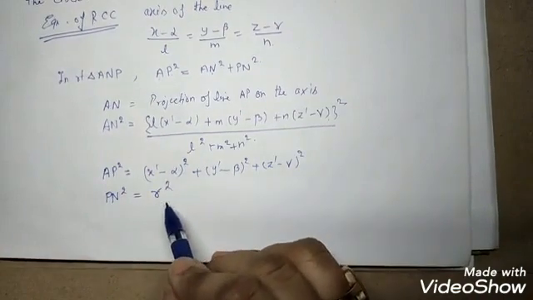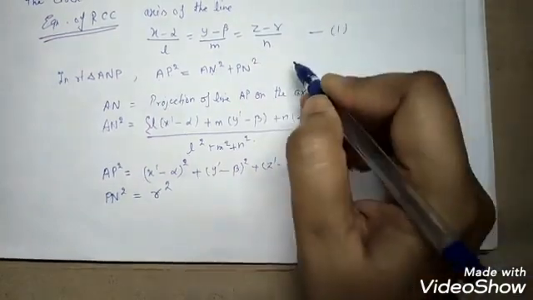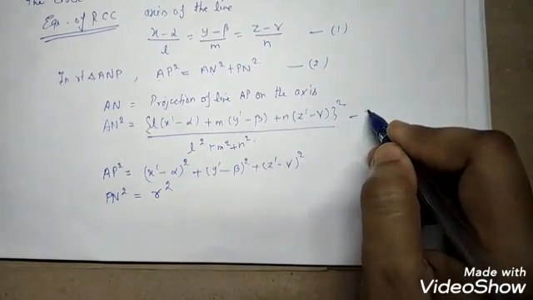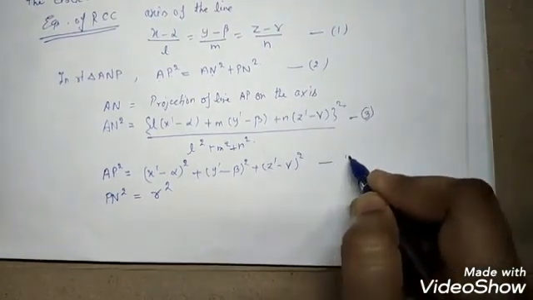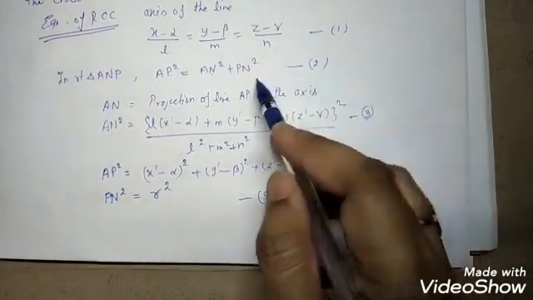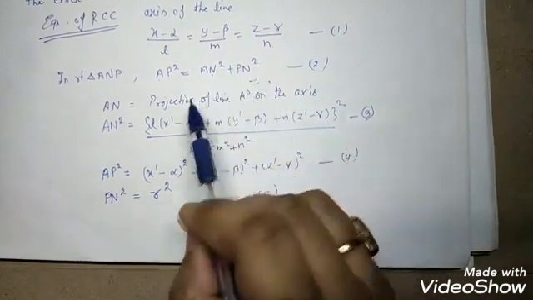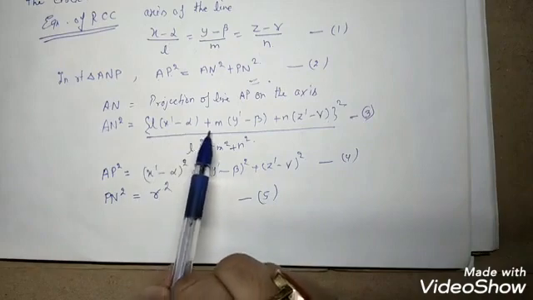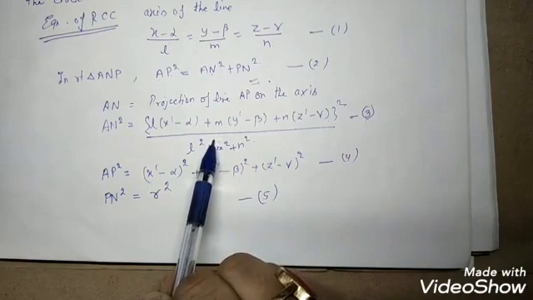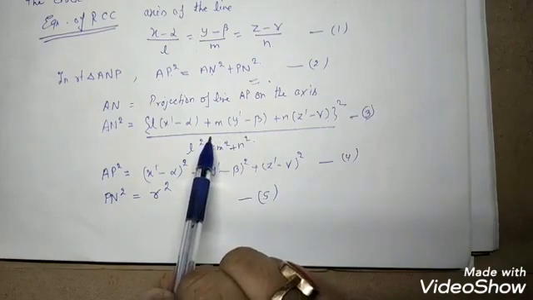So putting all these values of AN square, AP square and PN square in equation 2, we get the locus of x dash, y dash and z dash, and that is the required equation of the right circular cylinder.